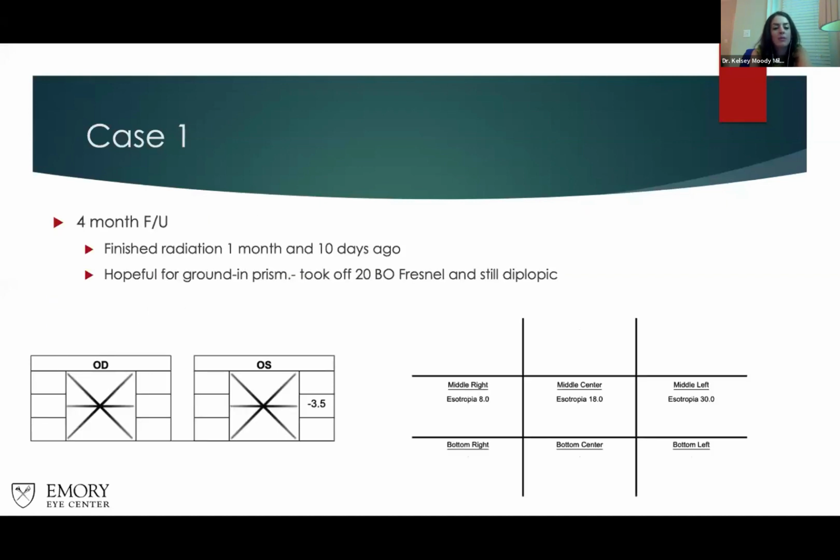He came back 4 months later. He had just finished radiation about a month ago. He was hopeful to do ground in prism. He actually took off the Fresnel because he just didn't like the way that it looked, even though he was diplopic. He was just turning his head instead. And when we rechecked his measurement, he was now at 18 esotropia, so less than what we measured originally.